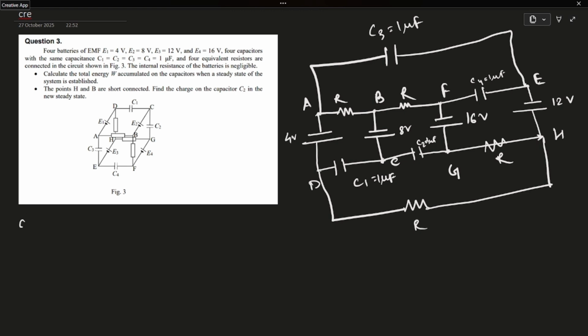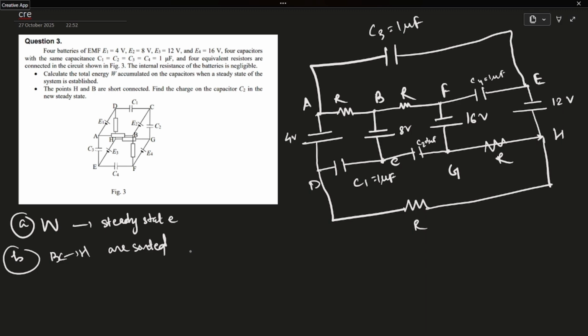So our main aim is, first part, total energy accumulated on capacitors when there is steady state. Our second aim is, B and H are shorted. Find the charge on capacitor C2.